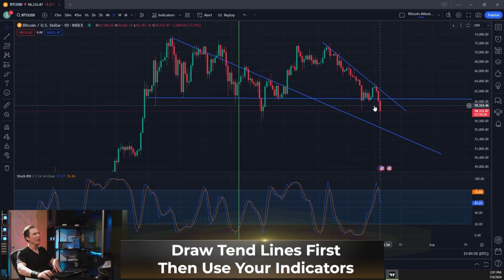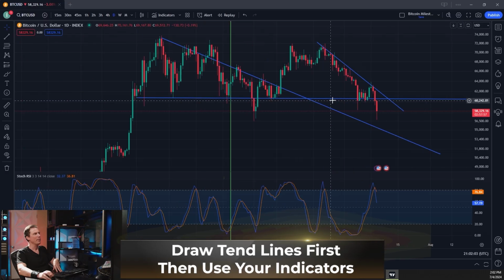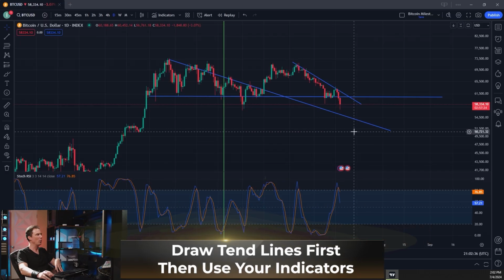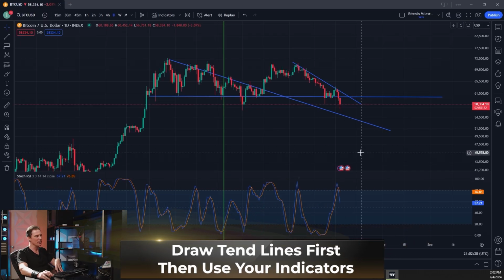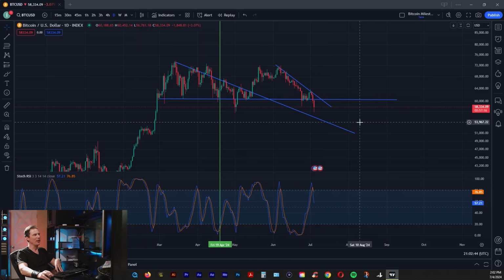For example, Bitcoin lost support right here. It had a choice to continue upward or downward. And right now, as of the 4th of July, Bitcoin's taken a nice little dump. Bitcoin could end up bottoming around 47,000. Bitcoin could end up bottoming around 52,000, go sideways for a little bit and then take off.